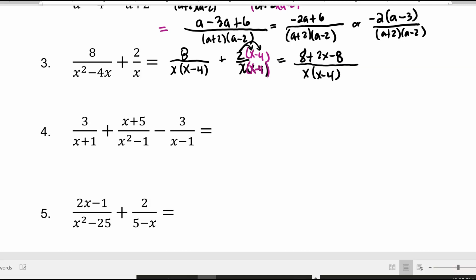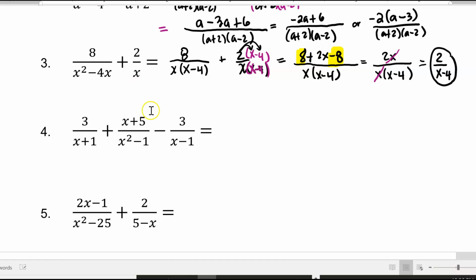And what do you notice? The 8's cancel out, and you have 2x over x times x minus 4. Can we simplify even further? Yes, because the x's cancel out, and you have 2 over x minus 4.